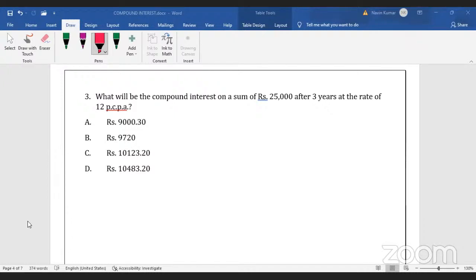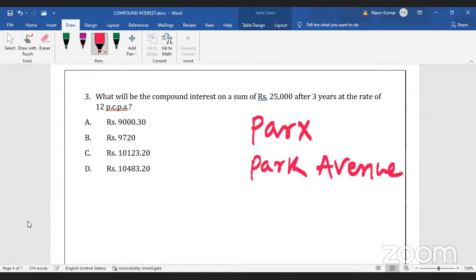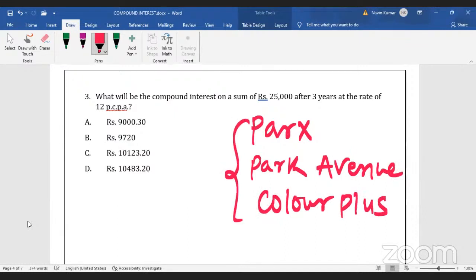Have you all covered brands and their parent company? Yes, sir. So tell me, who is the parent company of this brand? Raymond. Park Avenue. Park Avenue and Raymond. The parent company of these three, Color Plus, is also the same, Raymond. Yes, correct. So what is PCPA?